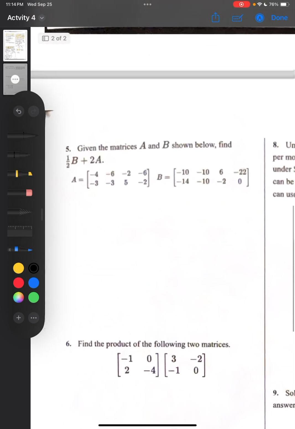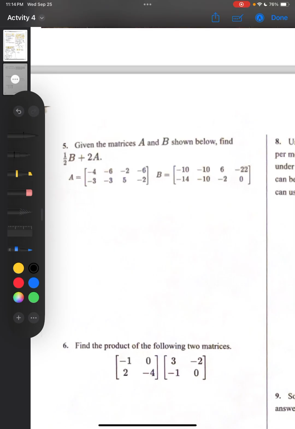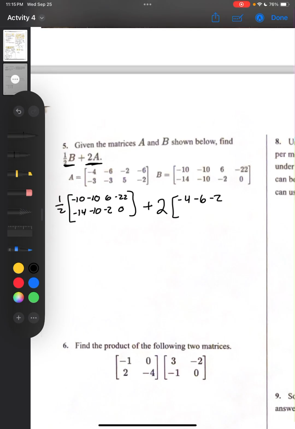Now for number 5, this is where it is important to write them in the order that you have. So they have B and A switched. So what I would do is get those in that order for you. So you do half times B. So our B is still negative 10, negative 10, 6, negative 22, negative 14, negative 10, negative 2, and 0. And we're adding it to 2 times A, which is our negative 4, negative 6, negative 2, and negative 6, negative 3, negative 3, 5, and negative 2.